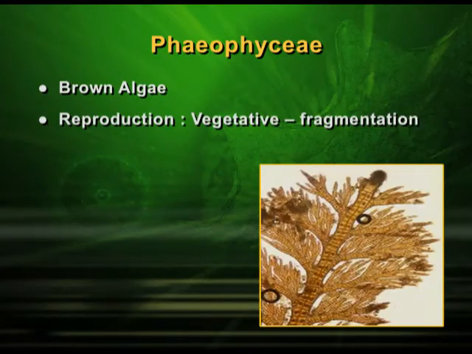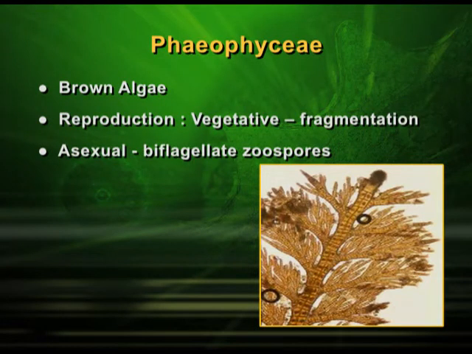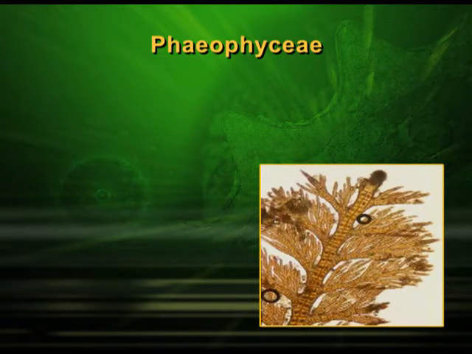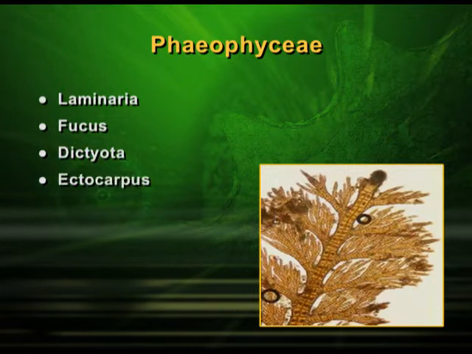As far as reproduction in Phaeophyceae is concerned, it can be vegetative by fragmentation. It may be asexual by production of zoospores which are now biflagellate in this particular case and also motile. Sexual reproduction will be either isogamous or anisogamous or oogamous in different species concerned. Good examples of Phaeophyceae are Laminaria, Fucus, Dictyota, Ectocarpus and Sargassum.